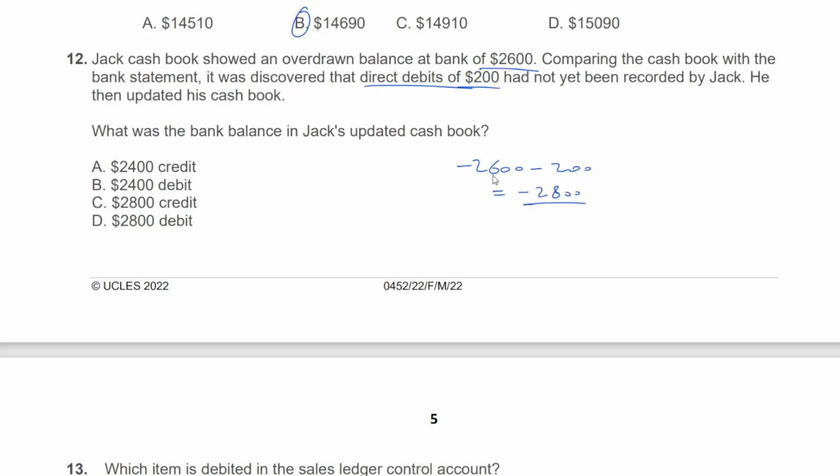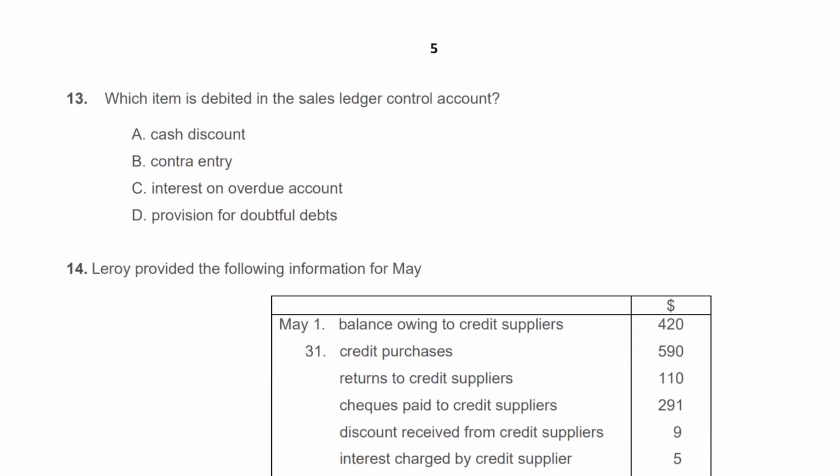Make sure in your calculator you put the negative sign, right? It's negative 2,600. If you just put 2,600 minus 200, you'll get a different answer. Negative 2,800, that's the balance in Jack's cash book after correcting the error. Let's move on. Number 13.